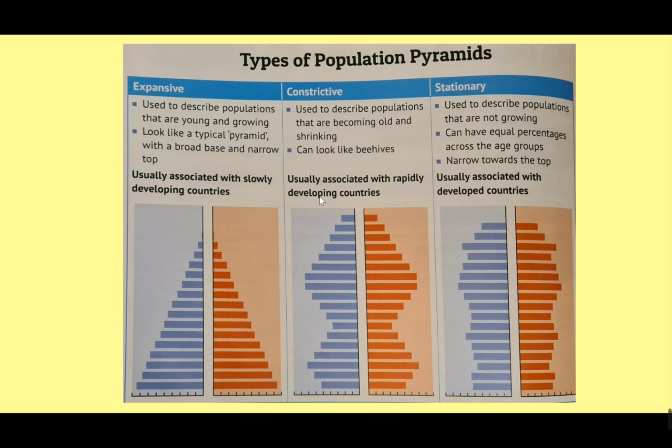This is usually associated with rapidly developing countries, so countries that are becoming developed very quickly, and they often have this beehive shape, and that's how you recognize them. And then finally, the stationary type of pyramid is used to describe populations that aren't growing at all, so they're staying stationary. There's equal percentages across the age groups, so the same amount of people are being born as are dying, and a lot of people are living into old age, and these are usually associated with developed countries.